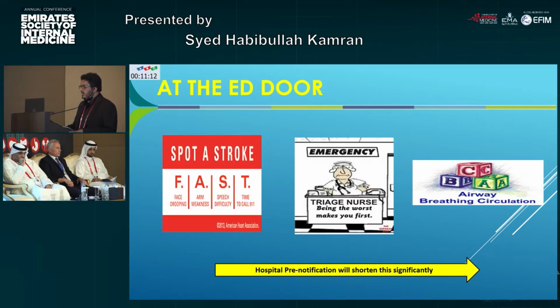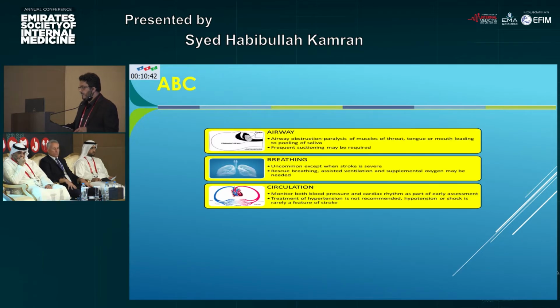You can see here the FAST, a simple mnemonic to know that it is a stroke, then emergency triaging, and of course the ABC initial management of the stroke. But remember one thing: what is the difference between a stroke and other things? A stroke patient doesn't have pain. And this is how we diagnose a stroke. If they have pain in the limbs or somewhere, then it is less likely to be a stroke, except for some exceptions, like thalamic stroke.